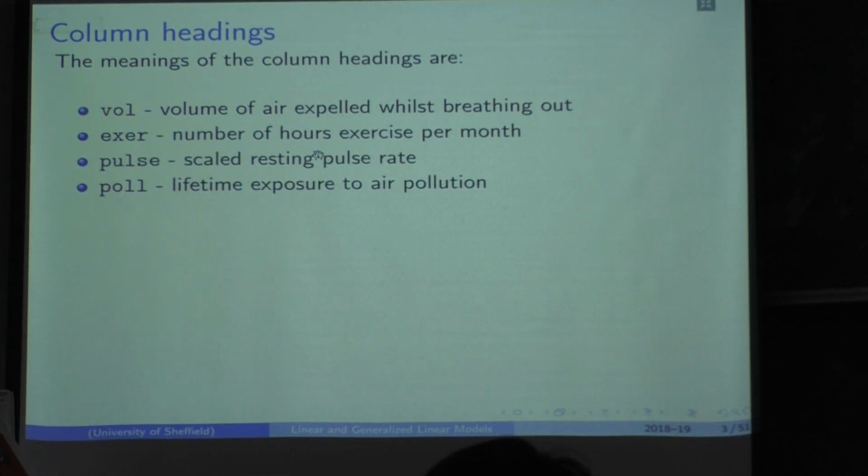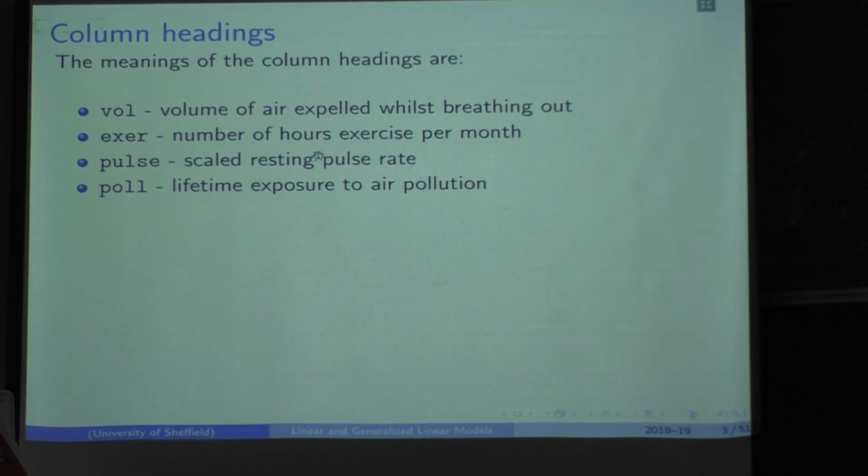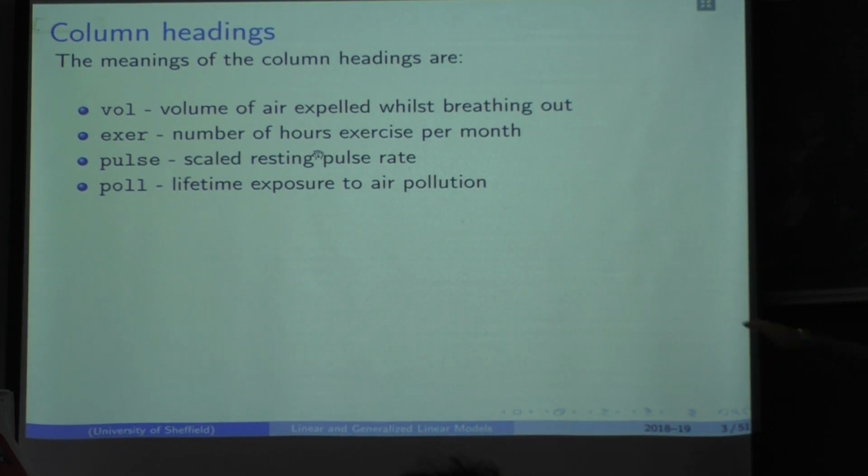Then the next three columns, EXA, gave the number of hours of exercise that the patient did per month. Pulse gave their scaled resting pulse rate. The one headed pole is their lifetime exposure to air pollution.